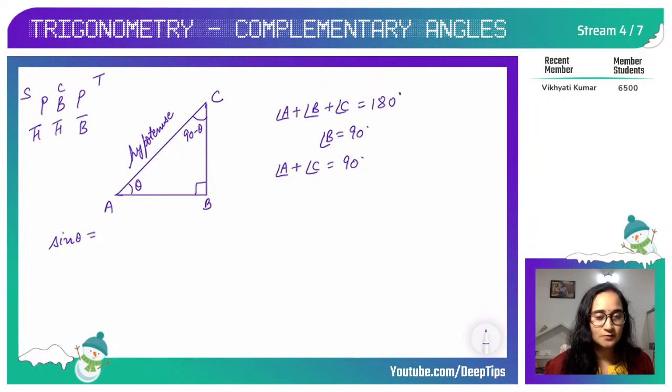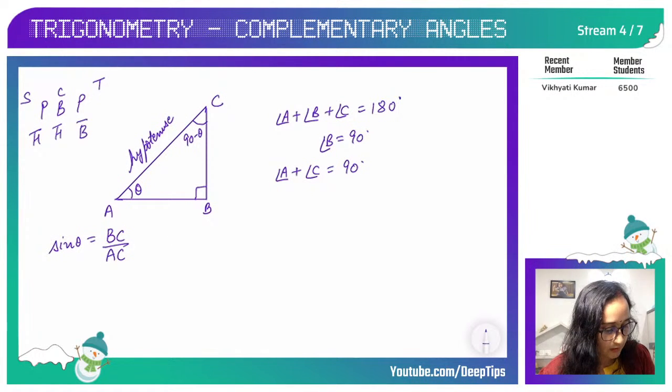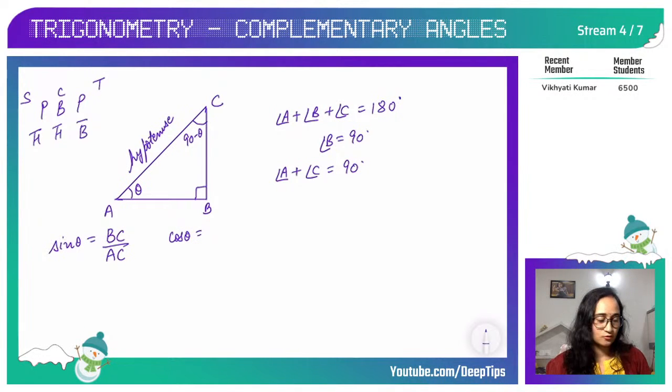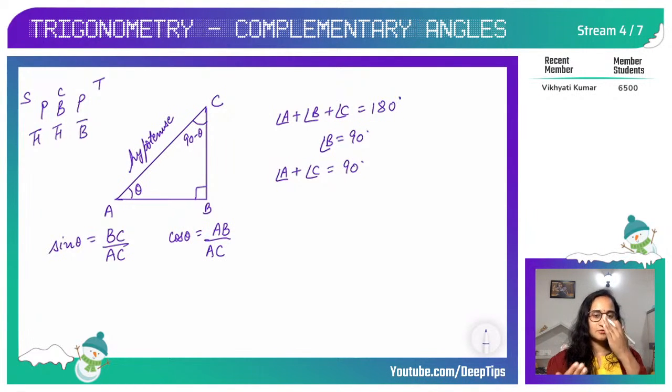So here P means perpendicular, B means base, H means hypotenuse, S is sine, C for cosine and T for tangent. Okay, so sine is perpendicular upon hypotenuse. So for theta, my perpendicular is BC and hypotenuse is AC. Correct? Now cos theta is base upon hypotenuse. So my base is AB and my hypotenuse is AC. Correct? So these are the relations of the sides that we have already learned.